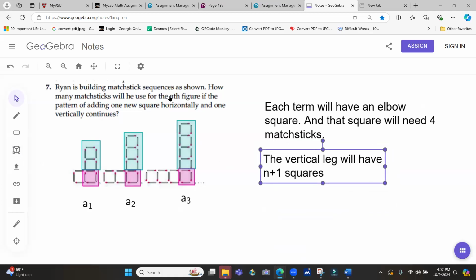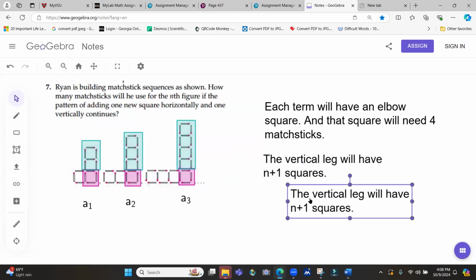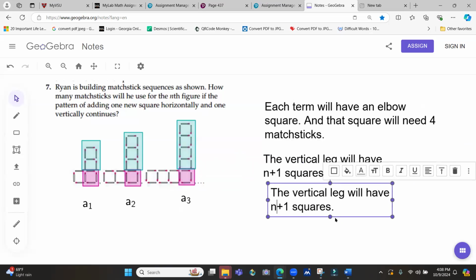Why are we talking about n? Because they want us to find the answer for the nth figure. That's why. All right, so let's put a period here. And the horizontal leg for the nth one will have, sorry, just n squares.